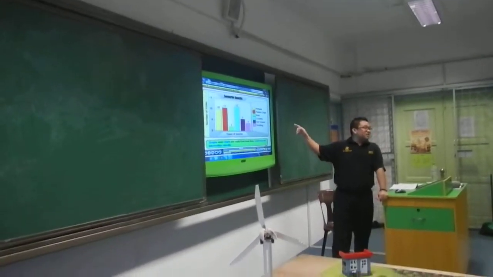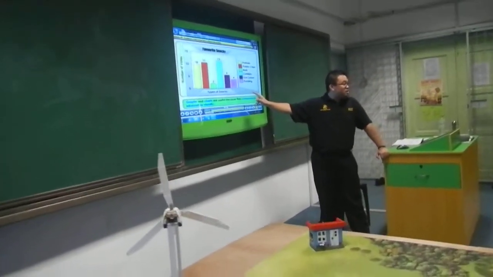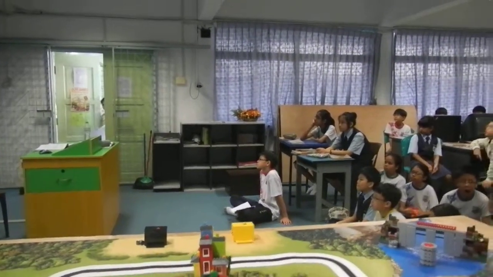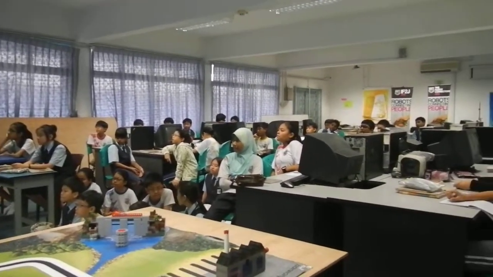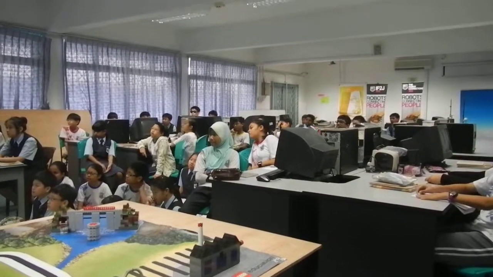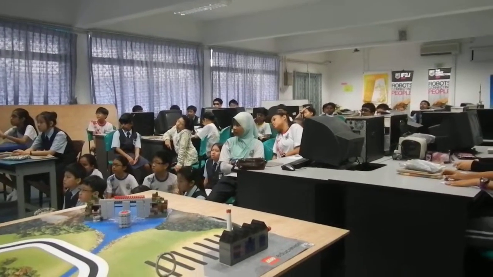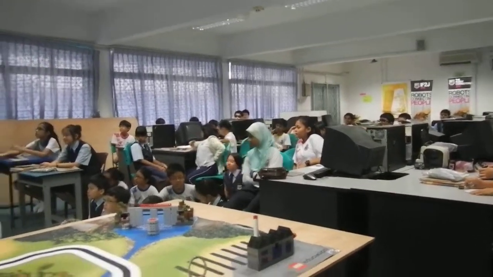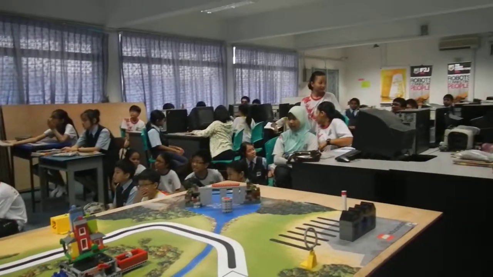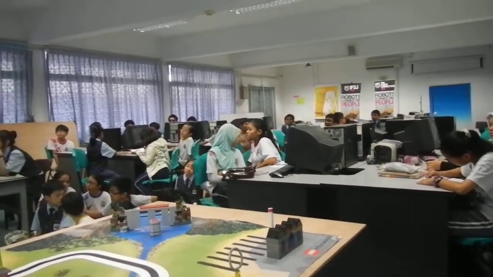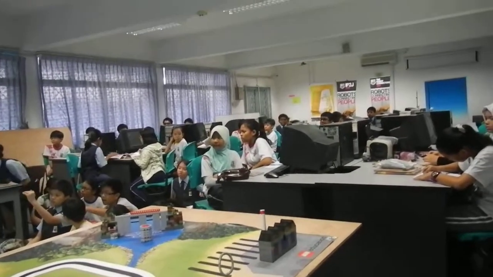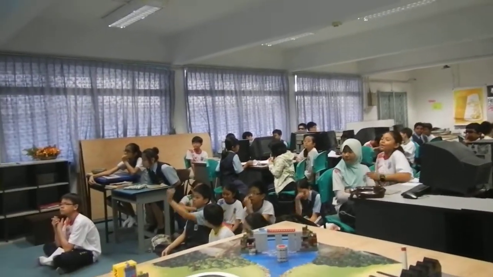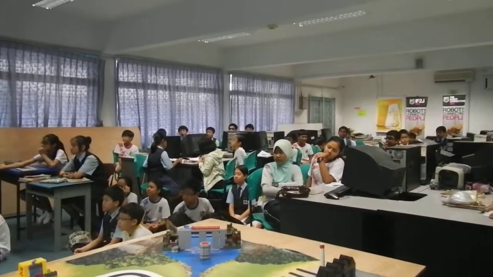Okay class, this is what you learned in standard 5, correct? That we call bar chart. Okay, if you look at this one, what type of bar chart is this? Because there are two types of bar chart. This one is horizontal, if the bars go from left to right. The other is vertical. Okay, so we look at the next one.